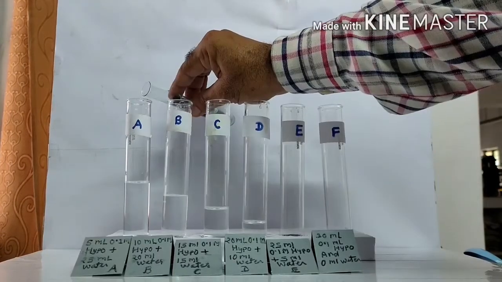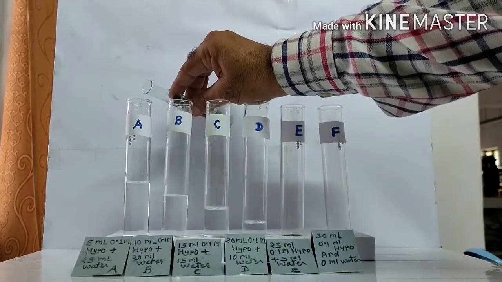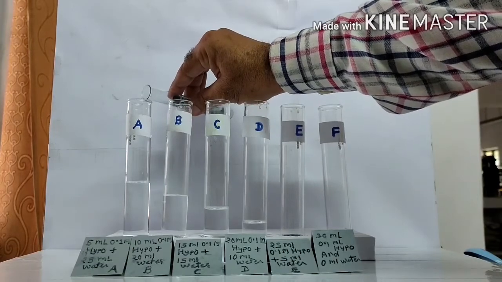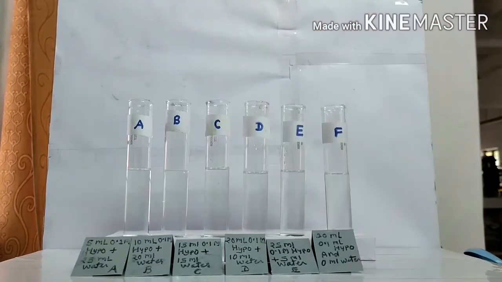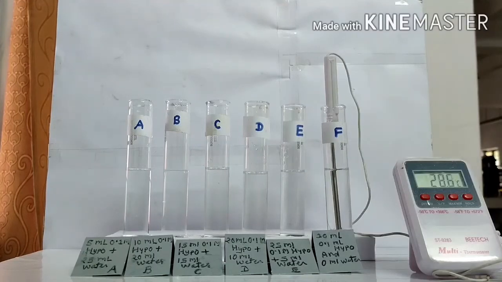Adding 5 ml hypo in test tube A. Now we added hypo in all the test tubes as per the levels, so that the volume of liquid becomes 30 ml. Temperature of the liquid is 29 or 30, near about.